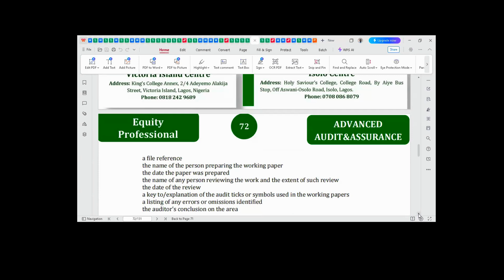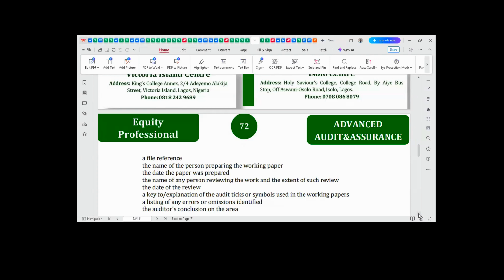engagement. Then another feature of the audit working paper is the name of the person that prepared it. Somebody must have prepared it, and the date the paper was prepared must also be stated. Then after preparation, another person will review it to be sure that all the information is accurate. So the reviewer's name will also be included in the audit working paper, and the date of the review will also be there.